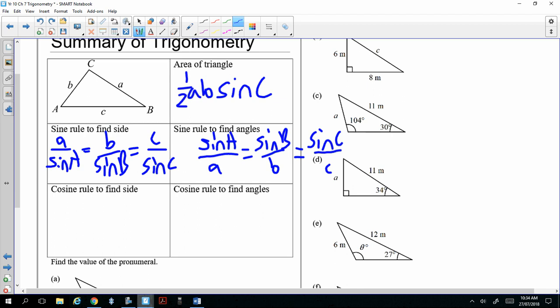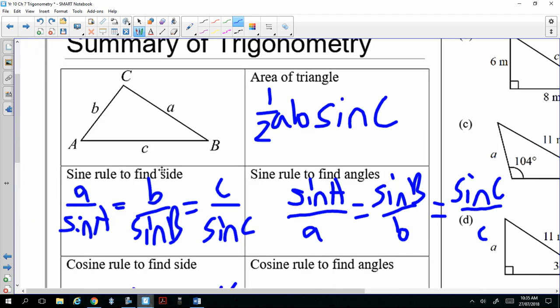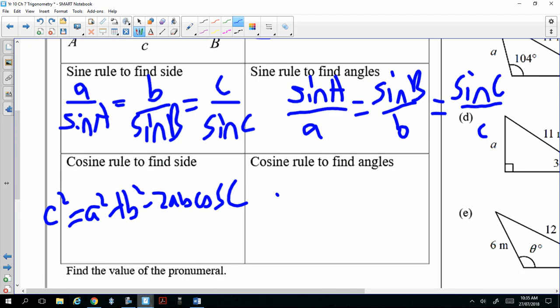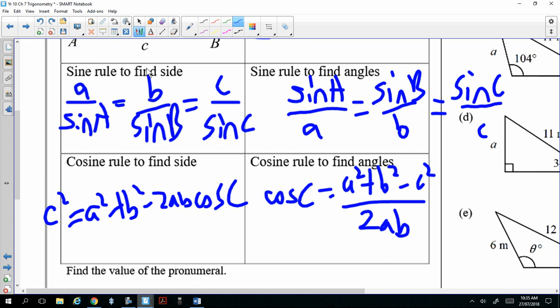Cosine rule to find the side looks like a Pythagoras: c squared equals a squared plus b squared minus 2ab cos C. Okay, memorize this like I do. Cosine rule to find the angle looks like this: cos C equals a squared plus b squared minus c squared over 2ab. Right, so these are all the results about non-right angle triangles.